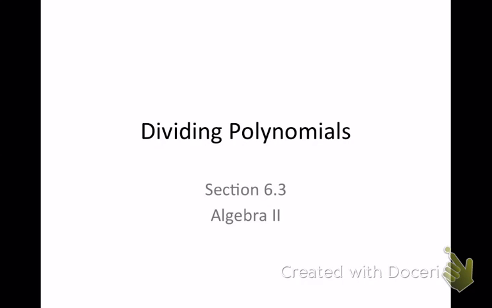All right, so today we're going to talk about dividing polynomials, section 6.3. Last week we talked about adding and subtracting polynomials, and then multiplying polynomials, and now we're into the process of dividing polynomials. Always the same process: add, subtract, multiply, now divide. When you think about it, what is division the opposite of? Multiplication. Division is the opposite of multiplication. If you think of today that way, it will help you out a lot.